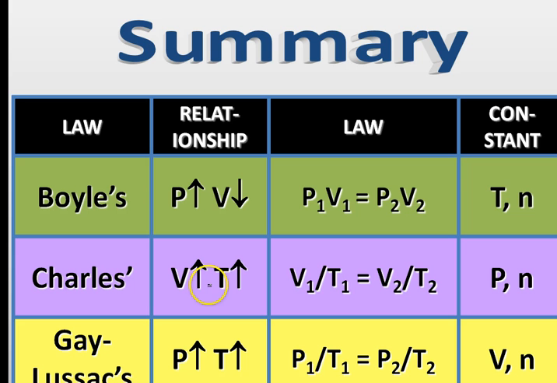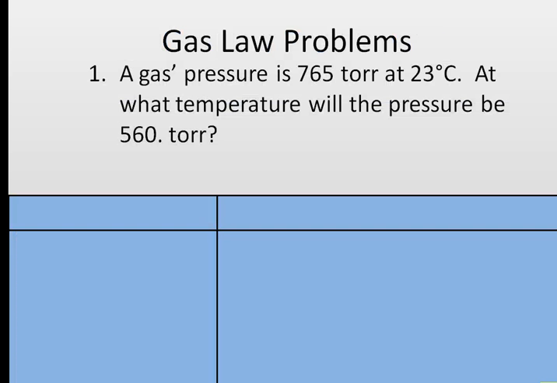Charles is a direct relationship between volume and temperature. This is the equality. It's now volume over temperature is equal to volume over temperature. Pressure and number of moles remain constant. Gay-Lussac's, pressure and temperature are also a direct relationship. This is the equality. Again, it's going to be divided on both sides. And then volume and number of moles remain constant.